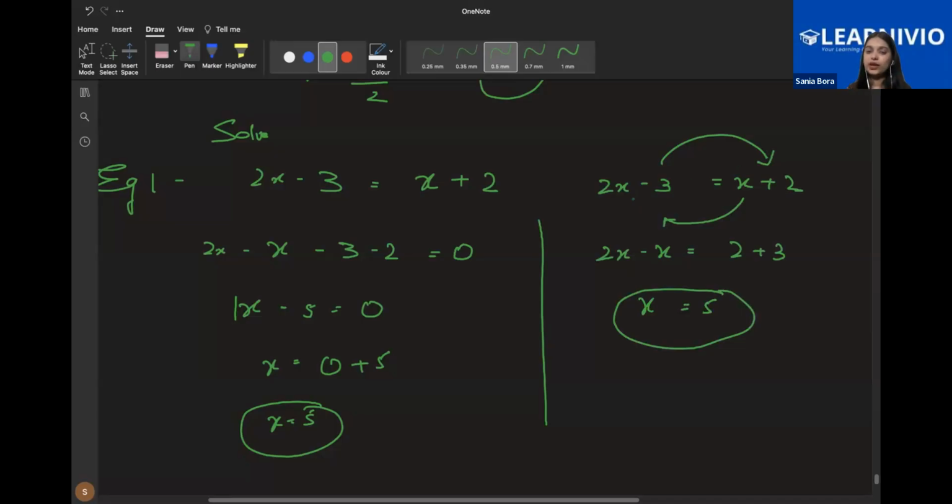Send the variables on left hand side and send the constant number on the right hand side. Yeah? Yeah, ma'am. Okay, write it down, then I'll give you another question.